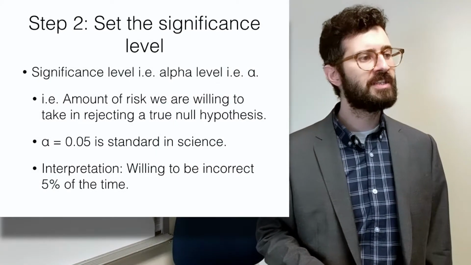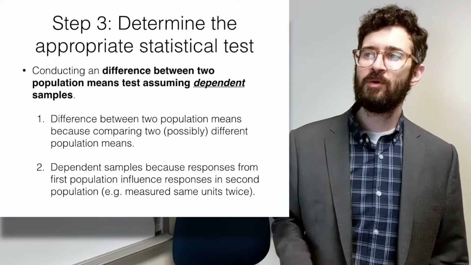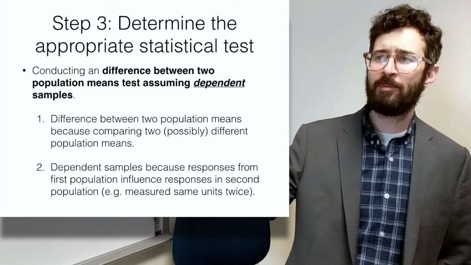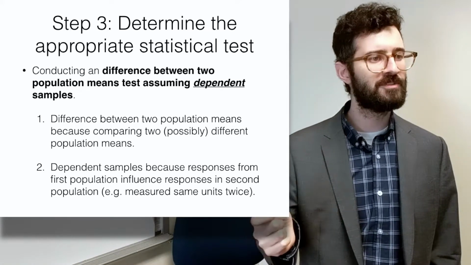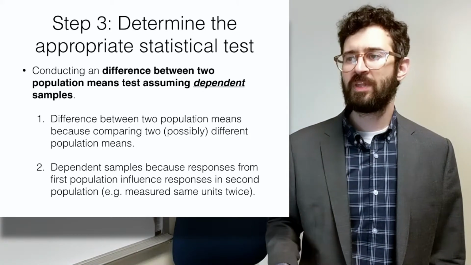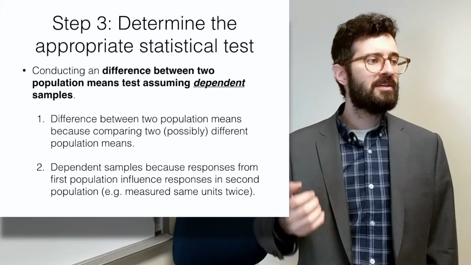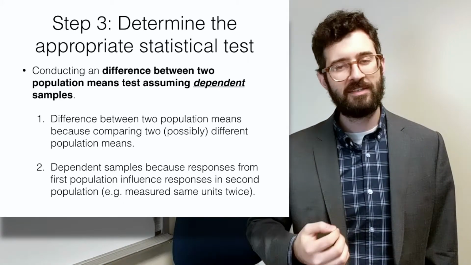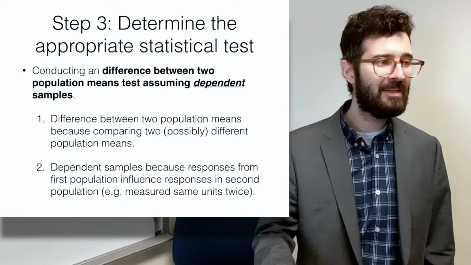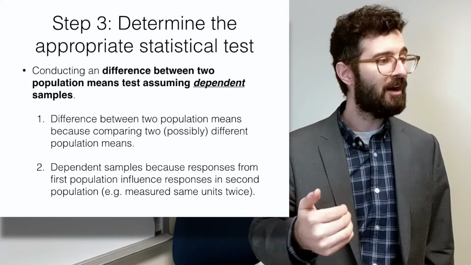Step 2, we set our significance level. So I set alpha to be 0.05. Step 3, we determine the appropriate statistical test. So here, we're conducting a difference between 2 population means test, assuming dependent samples. We know this because 1, we're looking to see the difference between 2 populations, and 2, because the samples are dependent on one another. If you think about somebody and you think about how they respond, say, to their fear of crime during the day, if you then ask them again what their fear of crime is like at night, their nighttime response could be dependent on their daytime response.